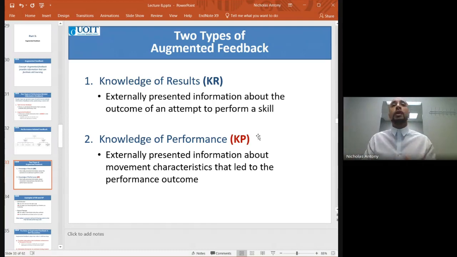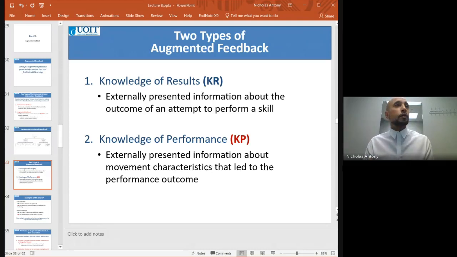And so there's two types of augmented feedback. There's knowledge of results, which is what's called KR feedback, and there's also knowledge of performance, or KP feedback. So these are both externally provided information. Knowledge of results is externally presented information that talks about the outcome of the skill. Whereas knowledge of performance is externally presented information talking about the movement characteristics.